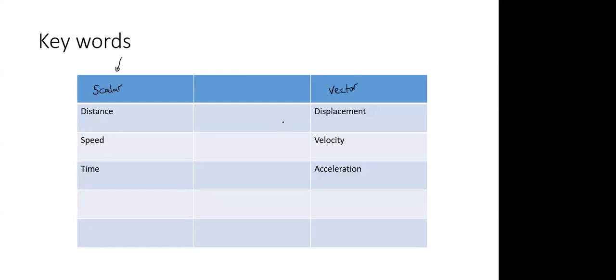Now, what you need to know is that when I talk about distance, distance is a scalar, and you know that distance means the measurement between any two points, or the length between any two points. Then when I talk about displacement, displacement is still the distance you move. But with displacement, you must move in a given direction. So the only difference is that with displacement, we consider the direction.